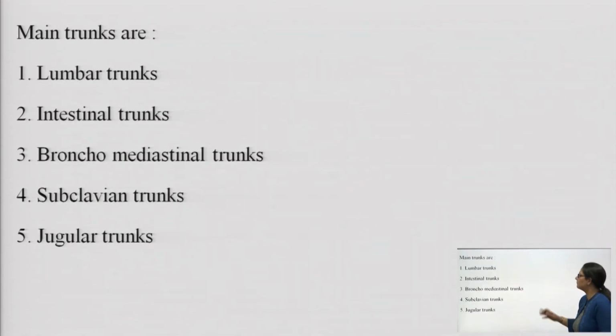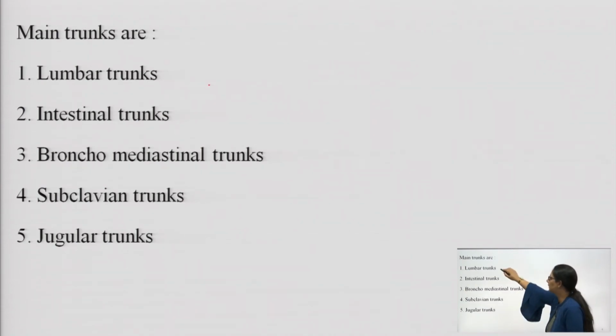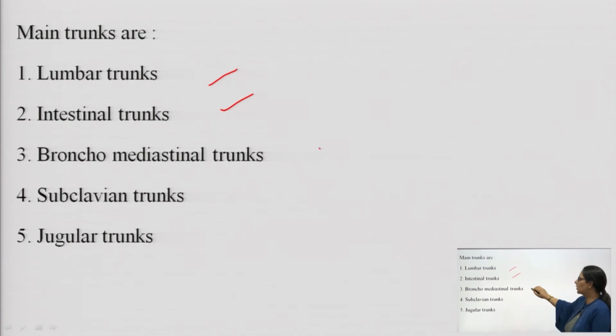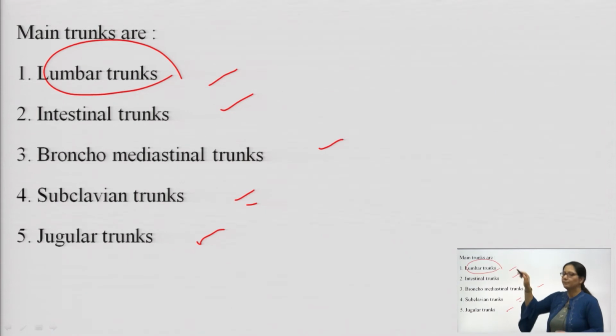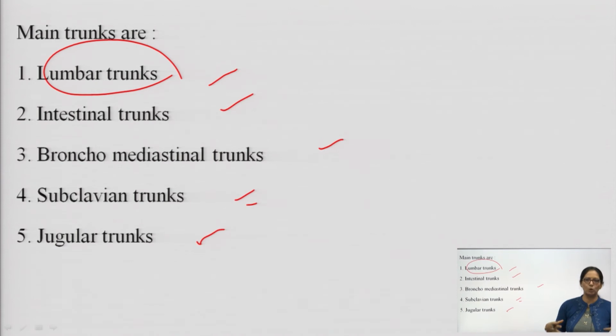The main trunks in our body are divided into five parts: lumbar trunk, intestinal trunk, bronchio-mediastinal trunk, subclavian trunk, and the jugular trunk. The lumbar trunk is the part where the lymph vessels collect the lymph from the lower part of our body, the lower limbs and lower abdomen, and pour the lymph into the lymph nodes, which unite to the lumbar trunk.